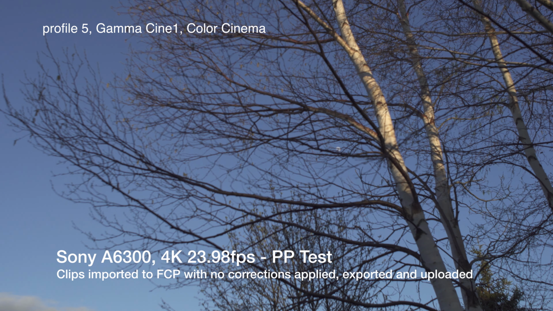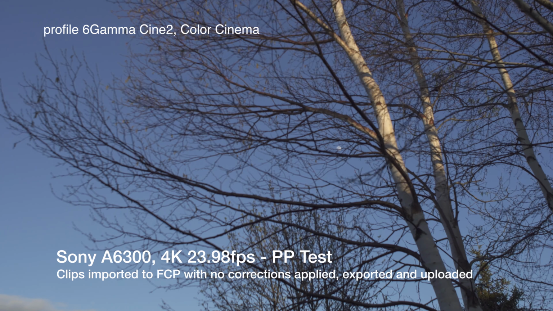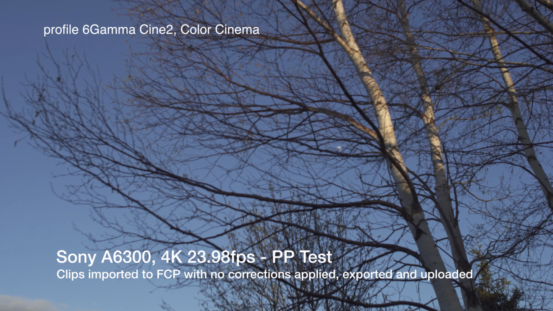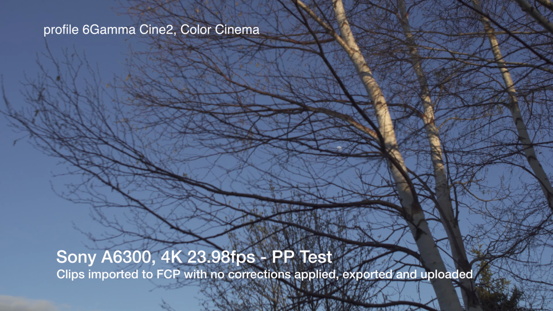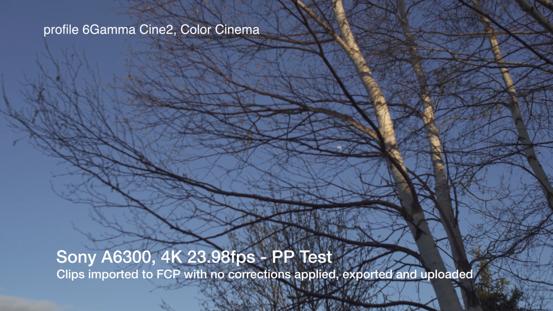Did you see that bird? Little black bird. Moving on. Picture profile 6. Once again, 1/1600th shutter speed, exposure value 0, ISO 200, picture profile 6. Moving on.